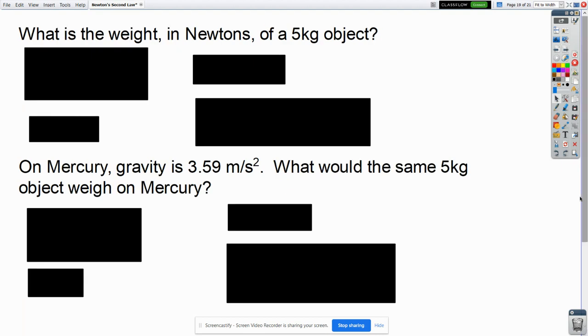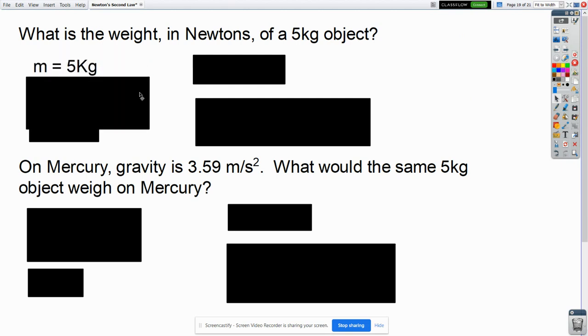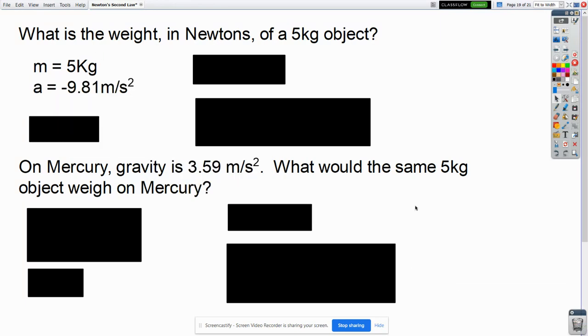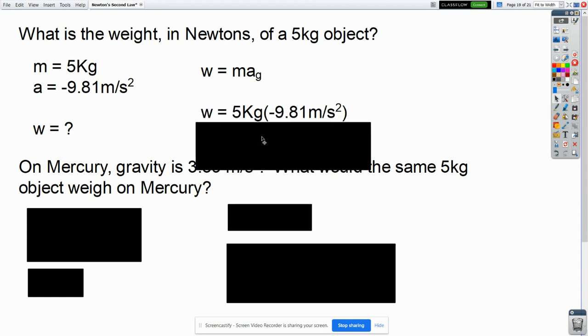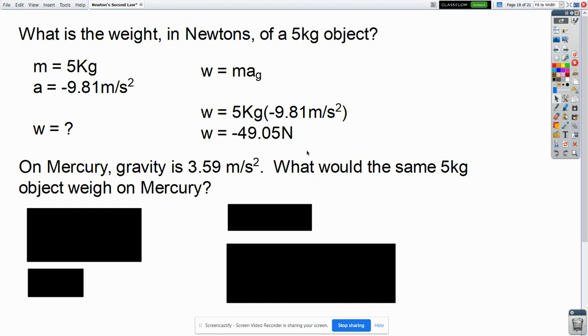So a couple real quick calculations. What's the weight in newtons of a 5 kilogram object? Well, 5 kilograms is my mass, and that appears to be the only thing I'm given in the question. But we do have a hidden number here, an assumed number. Because we're talking about weight, the assumed number is the acceleration due to gravity, negative 9.81 meters per second squared. We're looking for weight. Yes, I'm using the negative sign this time. Mass times acceleration due to gravity: 5 times negative 9.81 meters per second squared gives negative 49.05 newtons. And again, that negative sign just means downward.